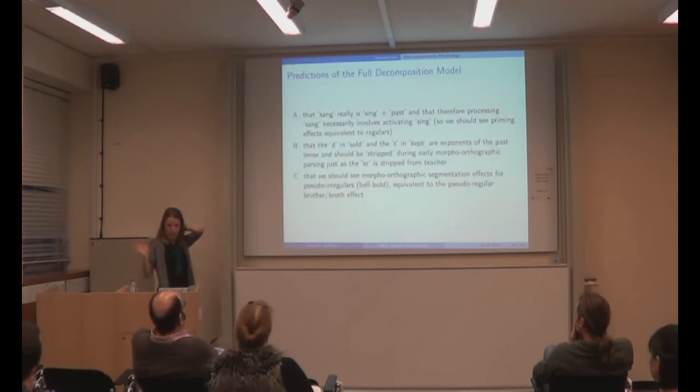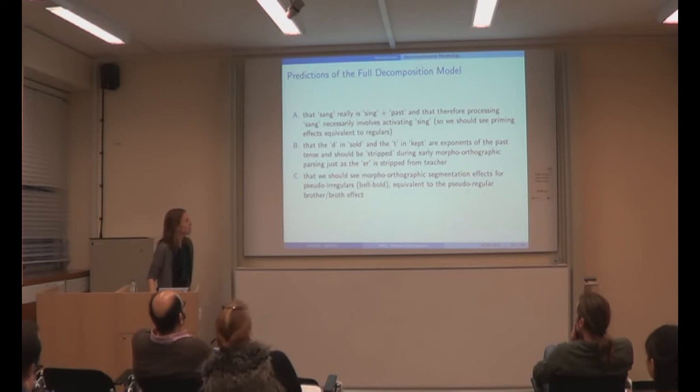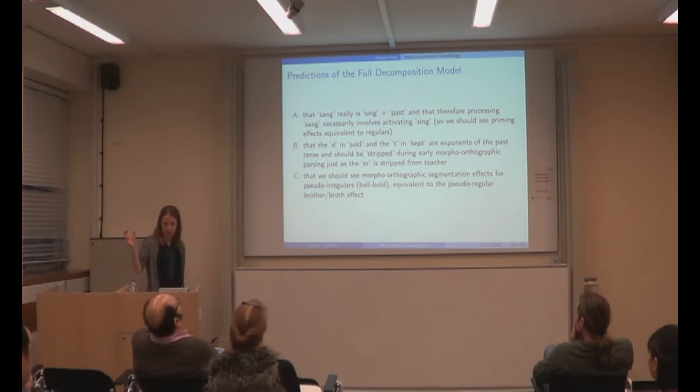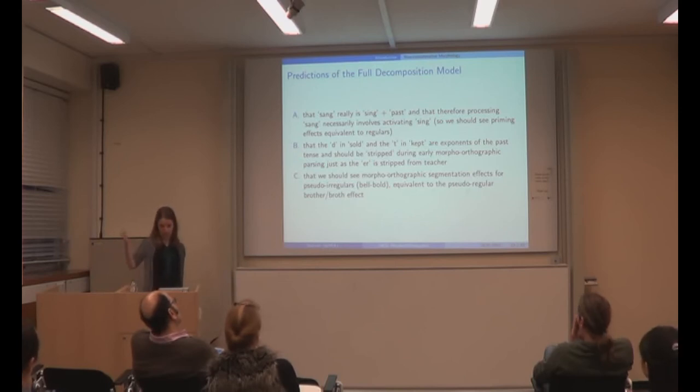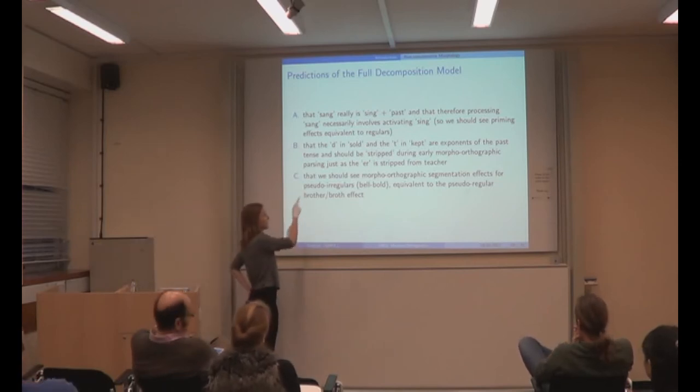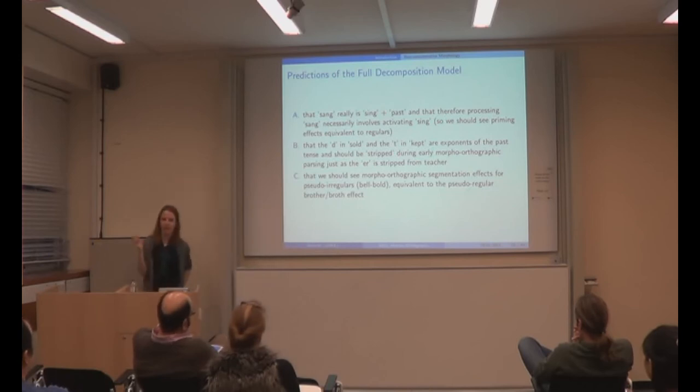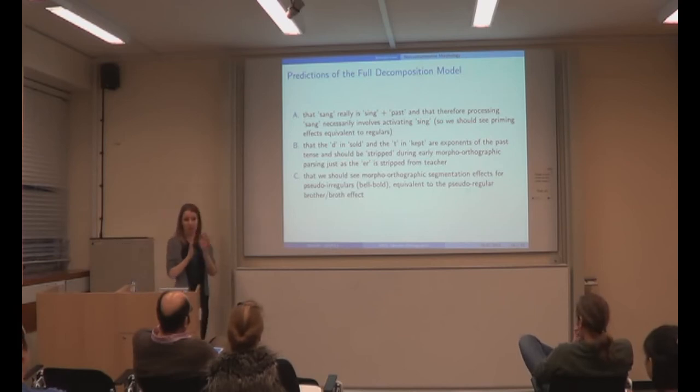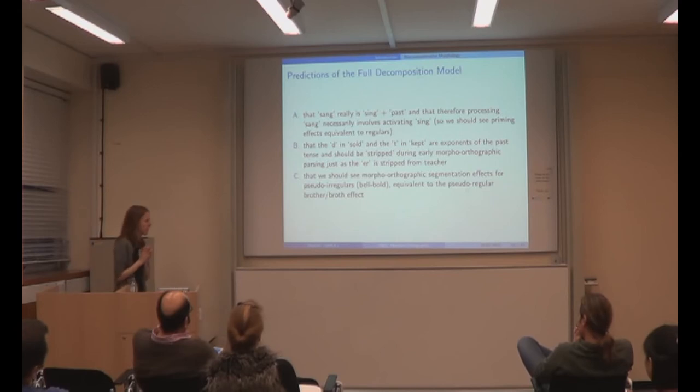And so just to be clear, the predictions of this kind of model: that sang is really a root sing and a past tense morpheme, just like walked is really two pieces. Then activating or processing sang necessarily involves activating the root sing, and so you should get priming effects. But moreover, this story says that the -d in sold and the -t in kept are the same -ed that you get in walked. They're really actually exponents of it. And so there should be some kind of morpho-orthographic segmentation even for these cases.